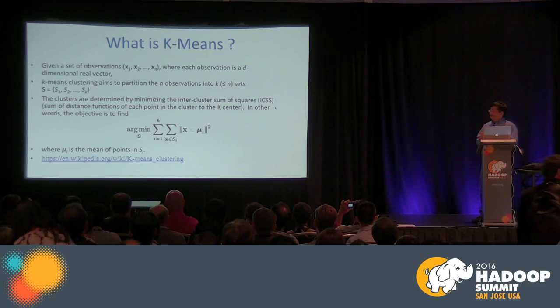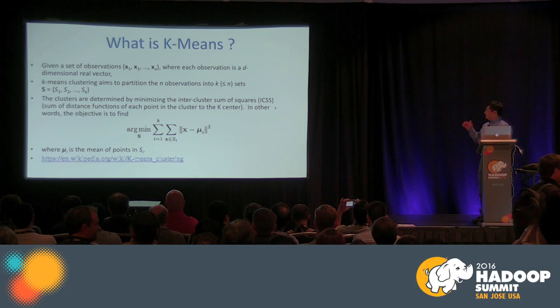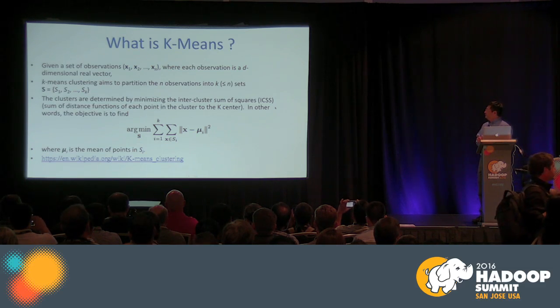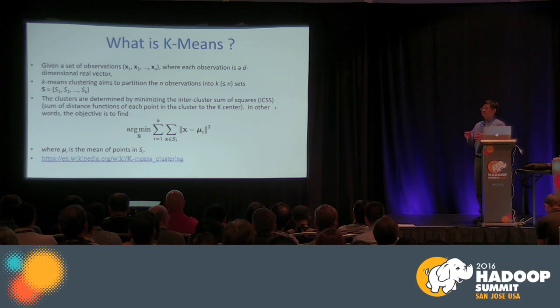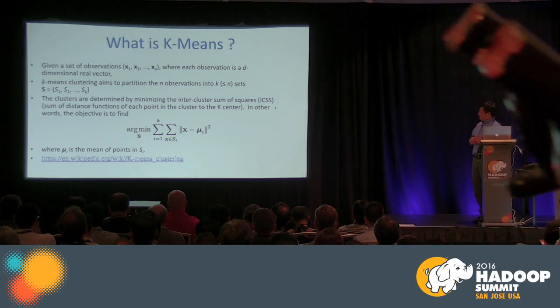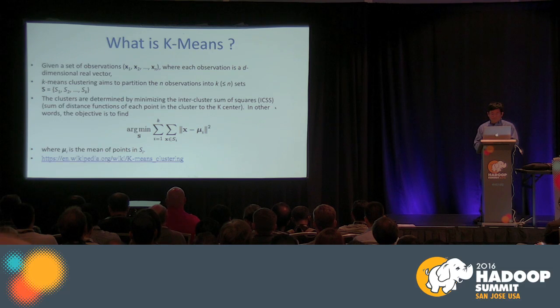Just briefly, what is K-means? This is directly copied from Wikipedia. Essentially, you have a set of observations, and K-means tries to partition the data into K clusters. For each cluster, you want to measure the distance and try to minimize it. So you essentially define a cost function in that equation there.